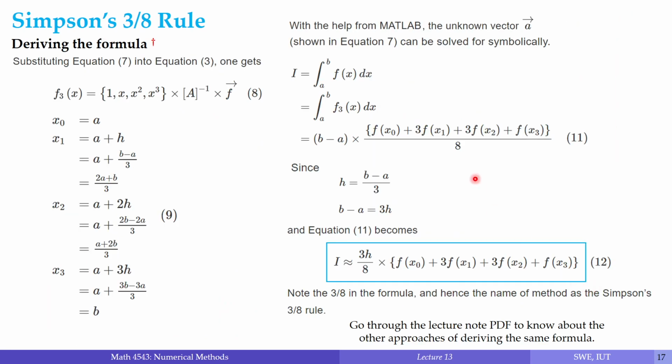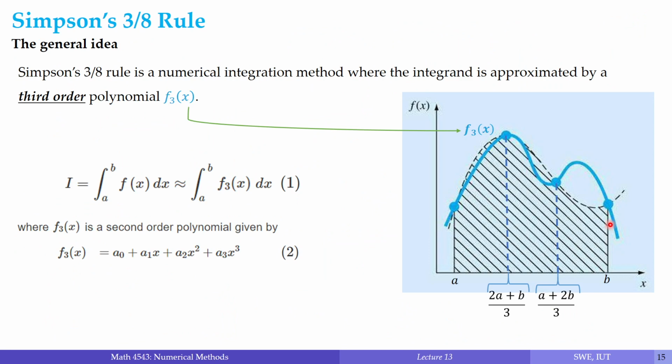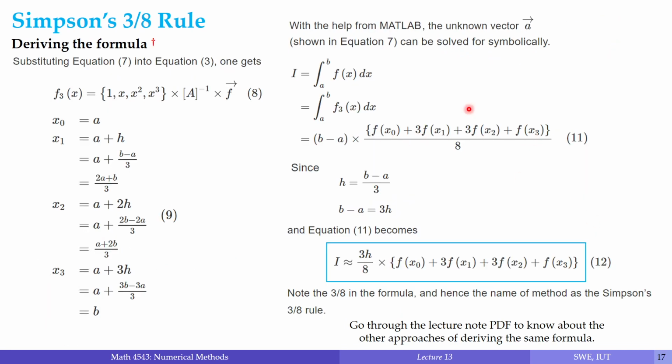Okay, and we know the corresponding functional values of these points as well. We can plug them in over here and end up with the formula. Since we know our step size to be (b minus a) by 3, b minus a can simply be rewritten as 3h, right? So we plug in 3h over here, and we take this denominator 8 to the front.